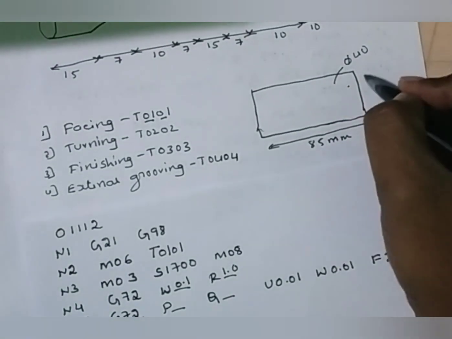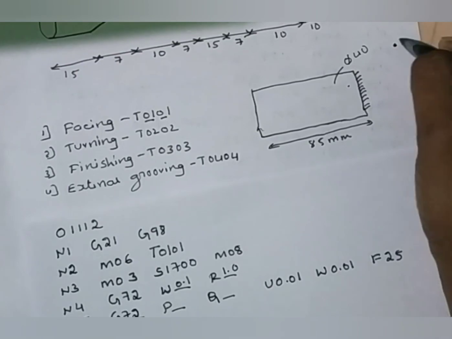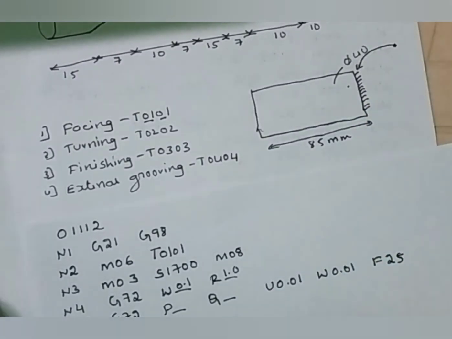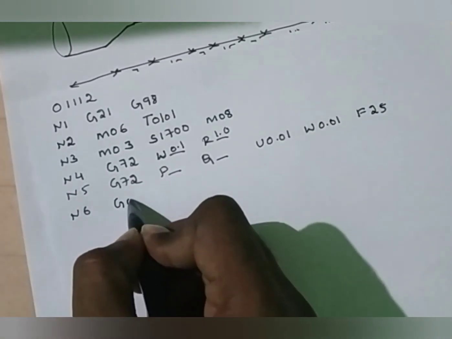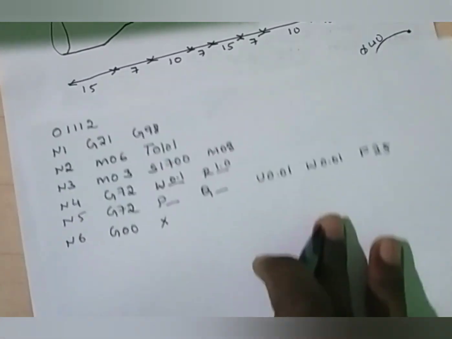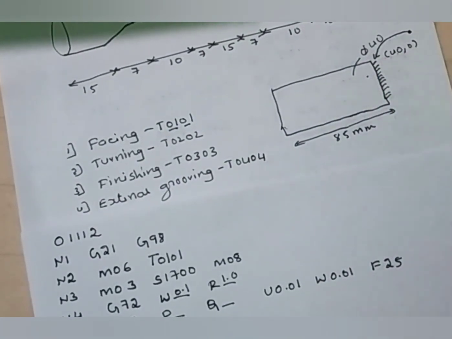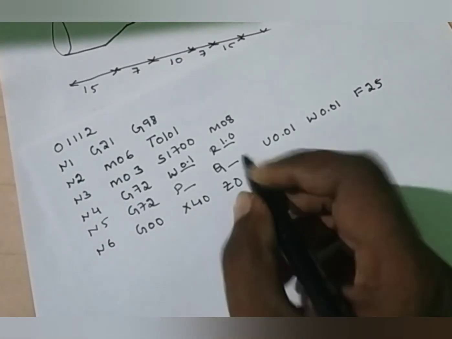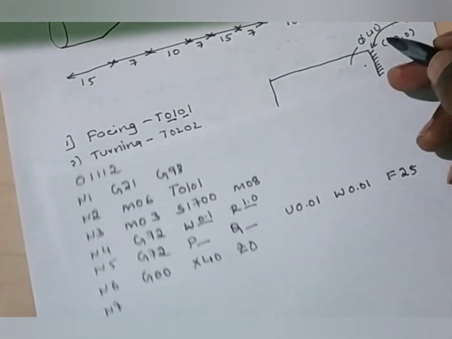We have to perform the facing operation here. Now the tool is somewhere here at the reference point. Now we have to move the tool from here to here. In order to move the tool rapidly, we are going to use G00. It is rapid traverse. What is the coordinate at that point? This is X40, Z0. Okay, X is 40, Z value is 0. Okay, now the tool is here.